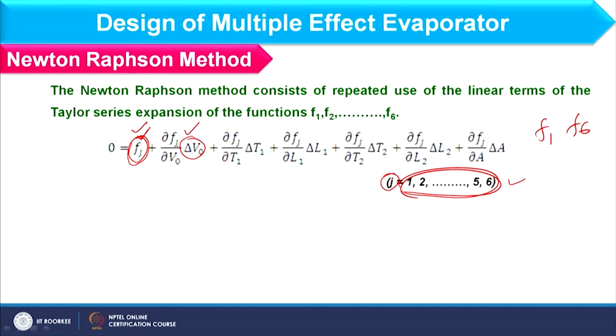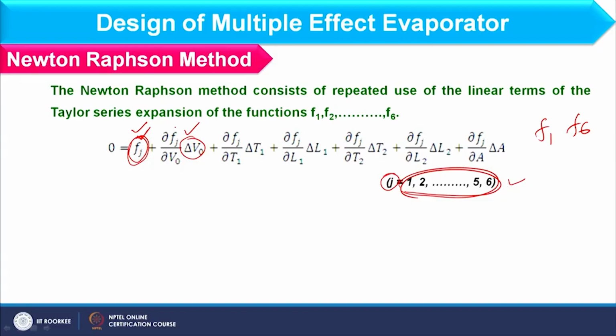So, basically what I am considering, if you focus on Taylor series expansion, it has the function only, it has first derivative of the function, it has second derivative of the function, and so on, depending upon the variables, right. So, here I am having 6 variables, and for easiness we consider up to first derivative only.